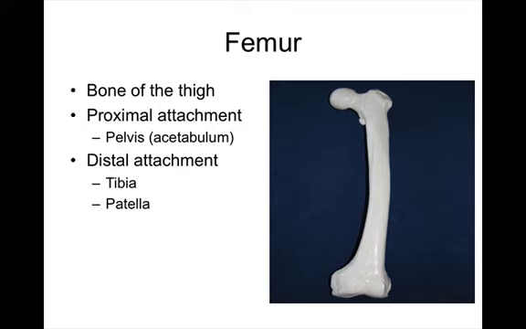So then let's move our way distally for the lower limb. So the femur is the bone of the thigh. The proximal attachment is the pelvis at the acetabulum, which is the lateral socket for the ball and socket joint. And then distally, the attachments are the tibia and the patella. So the tibia is the medial bone of the leg, and the patella is the kneecap. So note that the fibula is not there. The fibula basically just connects to a smooth aspect on the lateral part of the tibia.